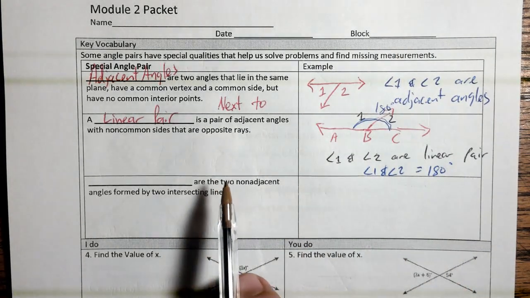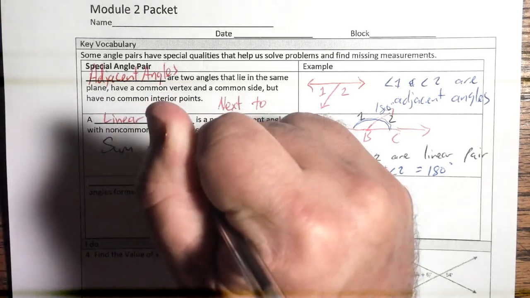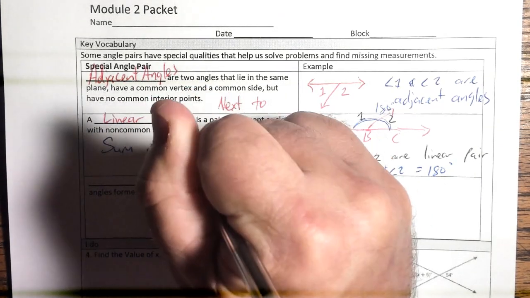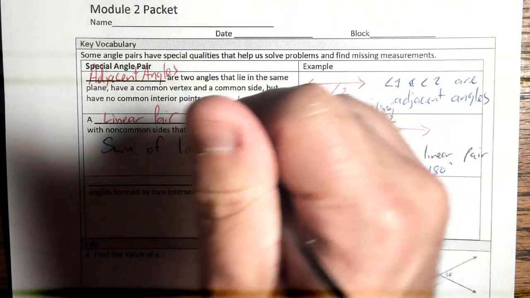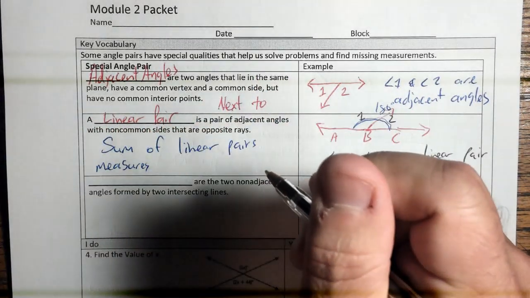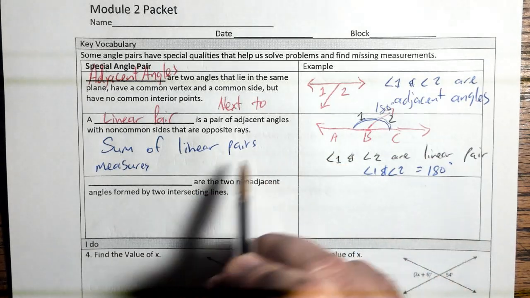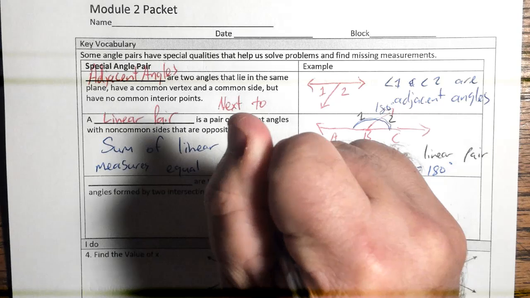So a linear pair. The sum of linear pairs' measures, and it sounds like bad English, but no, their measures are going to equal 180 degrees always.